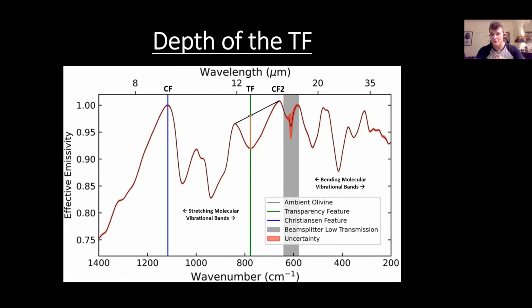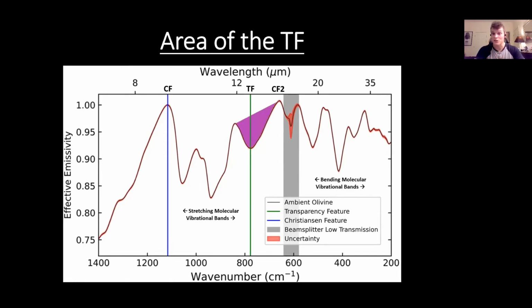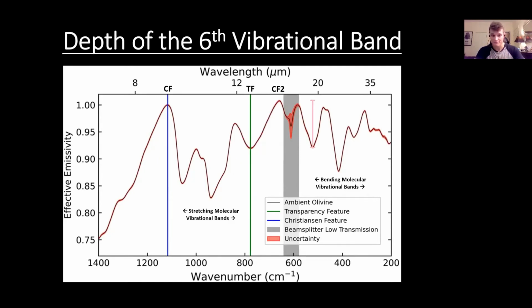of the transparency feature. We're also going to compare it to the area of the transparency feature, which is simply the area between the waveform and that line I just discussed. We're also going to do the 6th vibrational band and the 9th vibrational band. Now the 6th and 9th vibrational bands are actually going to be compared to the height of the CF2, the second Christensen feature, not the first Christensen feature.